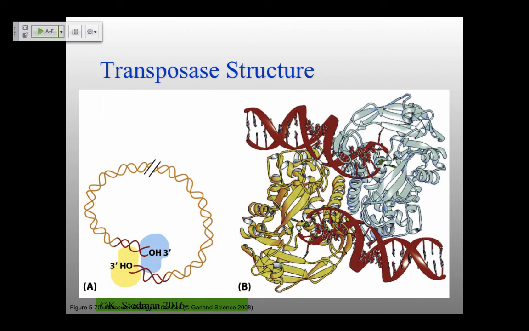Okay. This is just what that transposase looks like. Here's the structure of the protein, bringing these two ends of DNA and popping them into the genome where it's moved to and generating these direct repeats, inverted repeats.